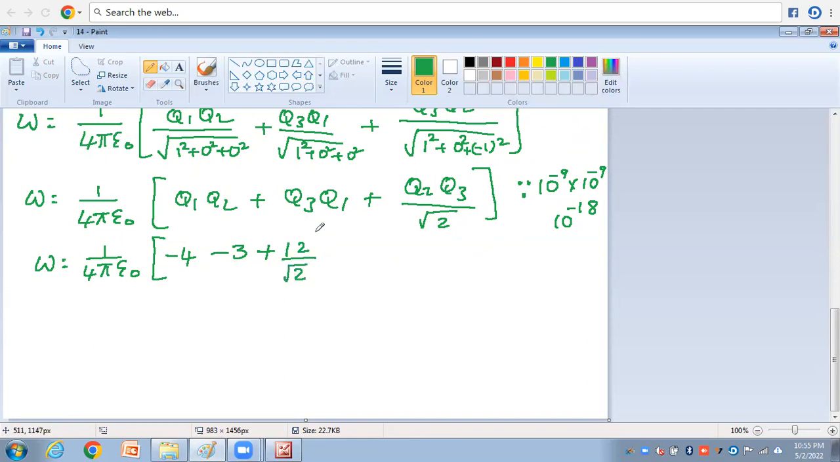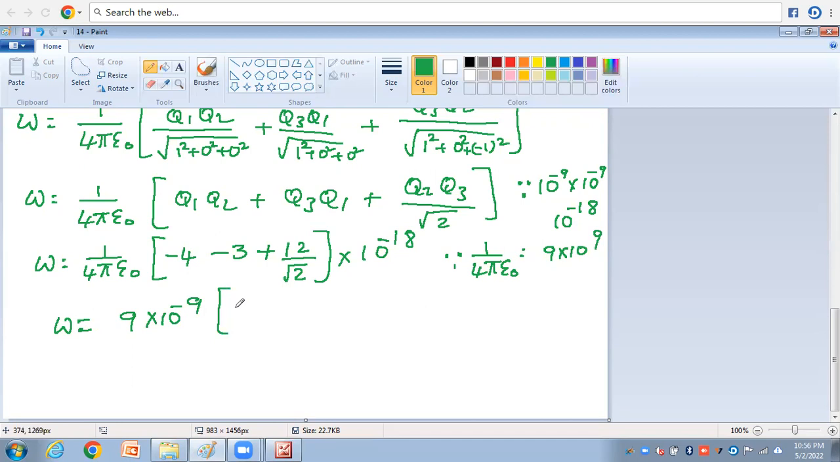12 by root 2, then multiply with nanocoulombs Q1, Q2. So Q1, Q2 means 10 to the power of minus 18, where 1 by 4 pi epsilon naught equals 9 into 10 to the power of 9. Now doing some small mathematical part, W equals 9, and this 10 to the power of 9 with 10 to the power of minus 18 is written as 10 to the power of minus 9.